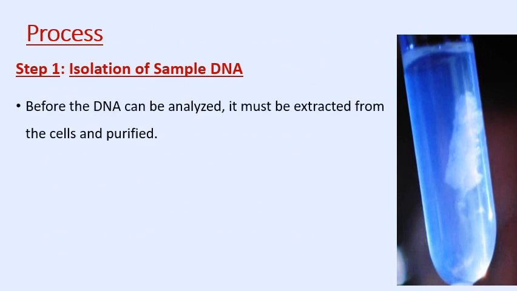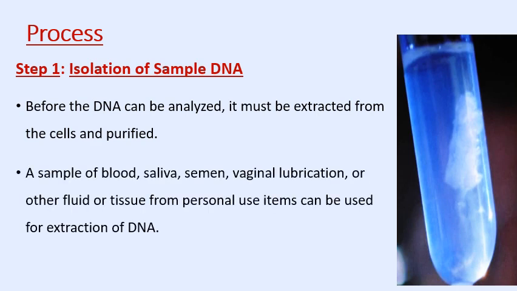The process involves various steps. The first step is extraction or isolation of DNA. Before the DNA can be analyzed, it must be extracted from the cells and purified. A sample of blood, saliva, semen, vaginal lubrication, or other fluid or other tissue from a personal use item can be used for extraction of DNA.